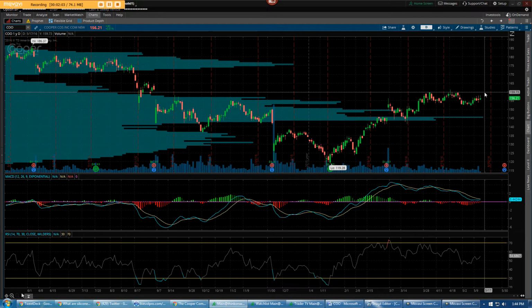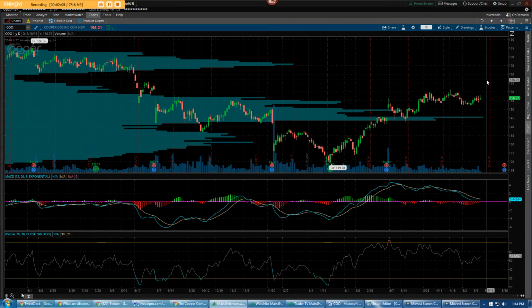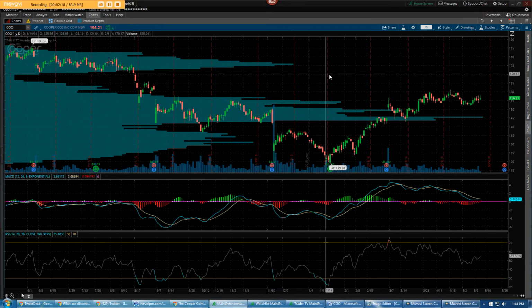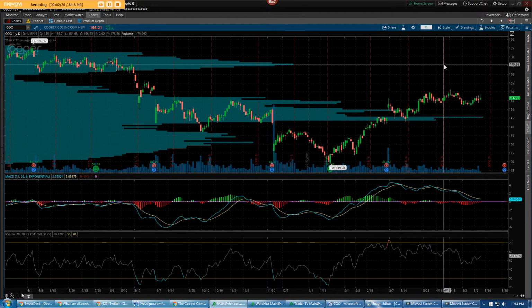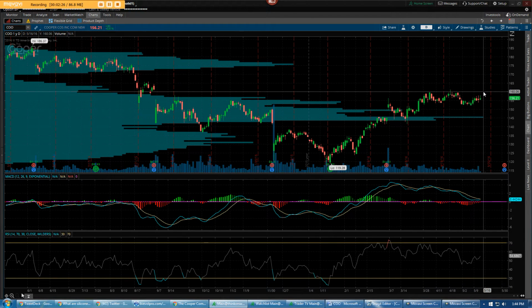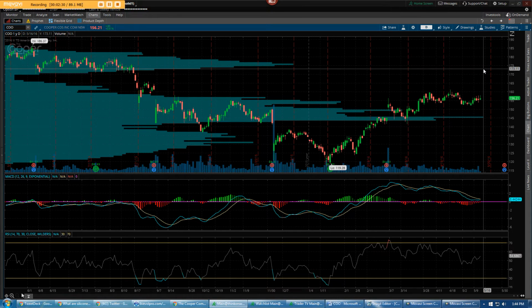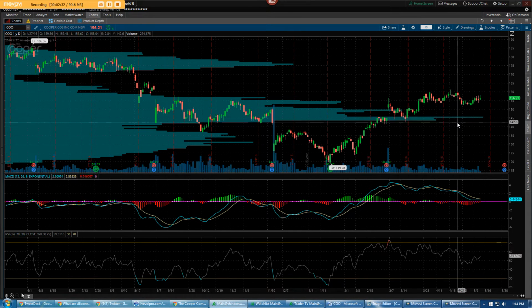I expect this to break out, and I'm looking for a run all the way to the 172, 173 level, right here, which is the volume over price resistance that's going to come into play going all the way back to August of last year. It may go all the way to 175, but let's be conservative and just say 173. So on a breakout through 160, I'm looking for 173, which is a good 8% to the upside. It's $13, $14 to the upside, about 8 to 9%.